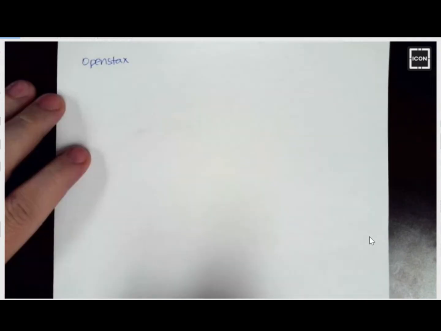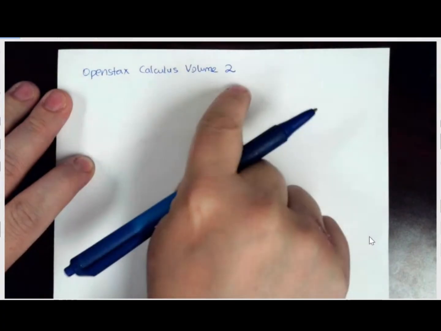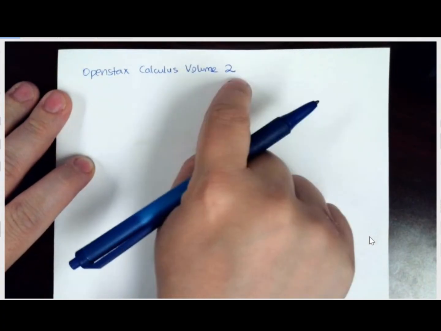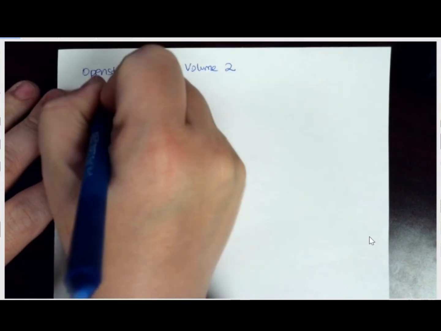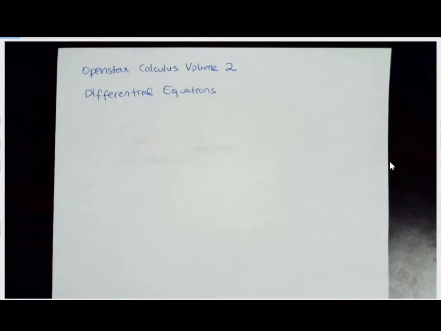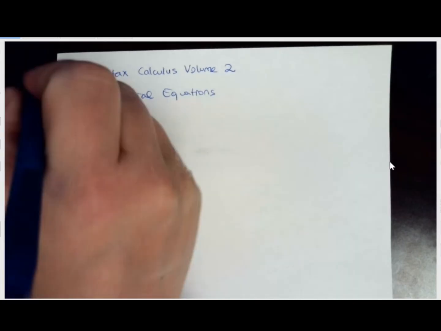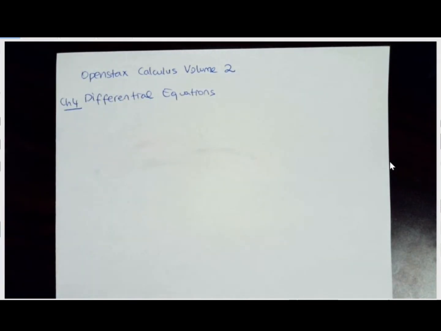This is OpenStax Calculus Volume 2. The other topics we discussed were in Volume 1. Now this topic, which is differential equations, is in the second volume. So let's put our title. This is Chapter 4, Introduction to Differential Equations.